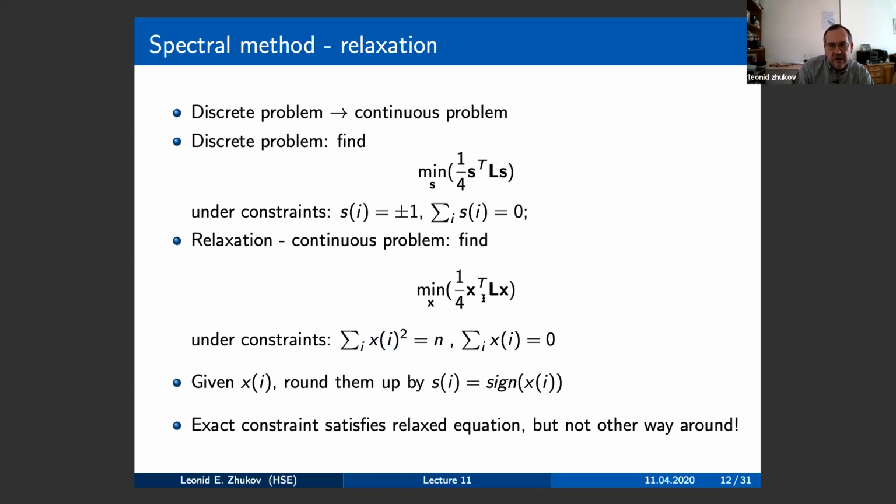And so we're opening up from integers to real values. And the second is because instead of this constraint, which will have only plus minus ones, we allow it to take any values. Now, but why do we need the constraint?